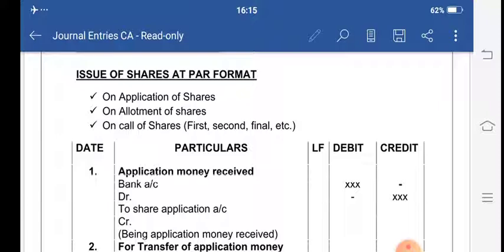I hope you understand. In the next class we will see how to pass the journal entries with a problem. Just note down all these things in your notebook, and you will understand.